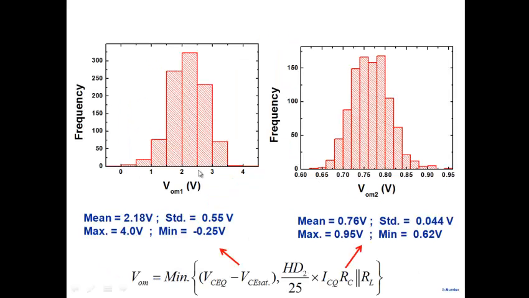Next, I look at voltage swing. There are two limits on voltage swing. I look at these two limits here, VCQ minus VC sat and the harmonic distortion. If I look at the first limit here, mean value is 2.18, maximum is 4 and minimum is minus 0.25. Which means what? VCQ minus VC sat. Under variation, some of my designs will enter into saturation region, which means that my amplifier will fail completely.